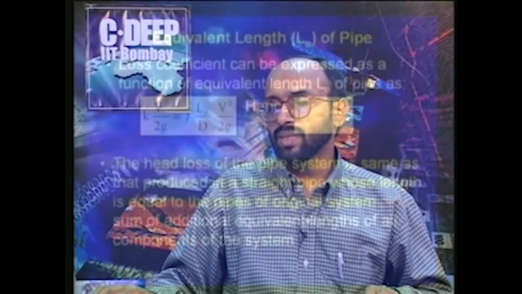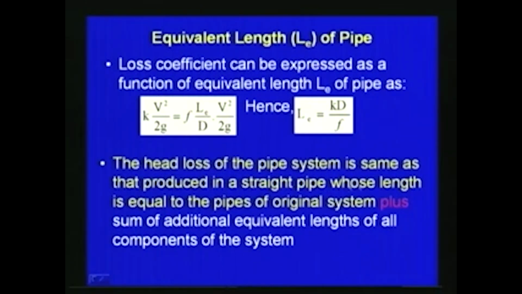All these things we can convert in terms of the equivalent length, and then finally we can solve in terms of the major loss, that is, with respect to the Darcy-Weisbach equation. So the equivalent length is obtained as LE equals K into D by f, where K is the loss coefficient, D is the diameter of the pipe and f is the friction factor. Now, the head loss of the pipe system is the same as that produced in a straight pipe whose length is equal to the pipes of the original system plus the sum of additional equivalent lengths of all components of the system.